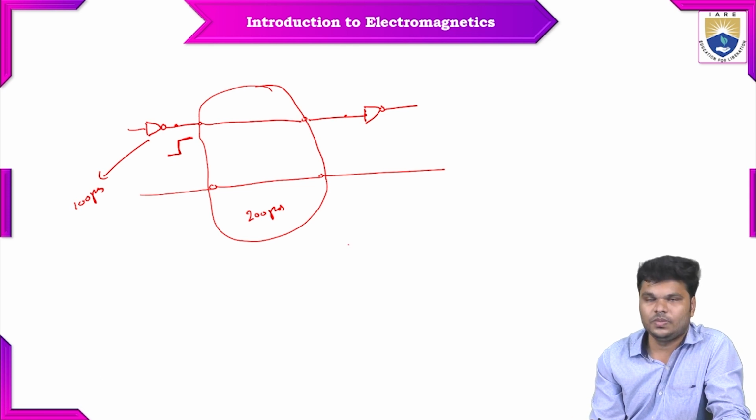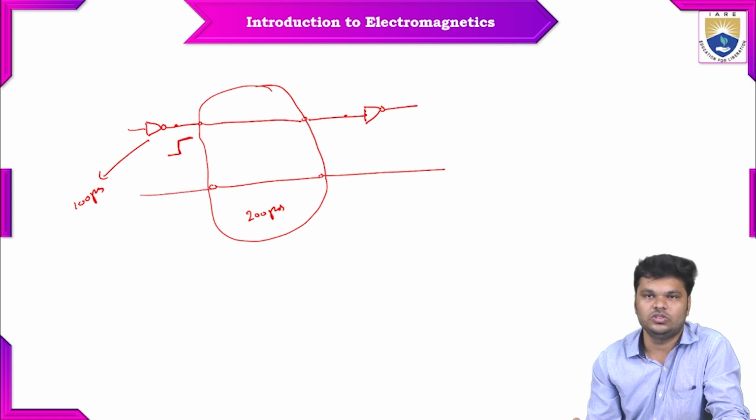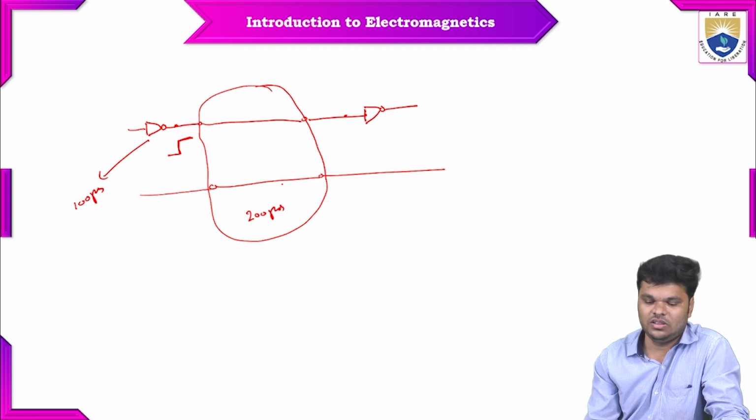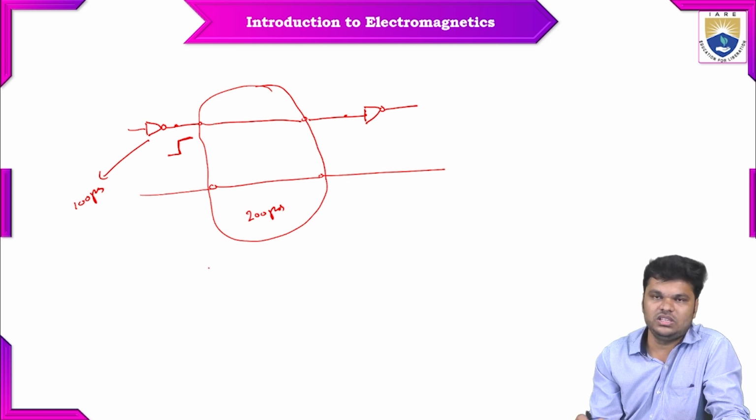So that's why these delays are very important. If you do not consider all these delays, you will get some inconsistent results. You may not get the desired output. So one has to take care of all these things properly. If you are designing high frequency RF circuits, or a circuit which consists of many logic gates, we should take all these things into account, right?